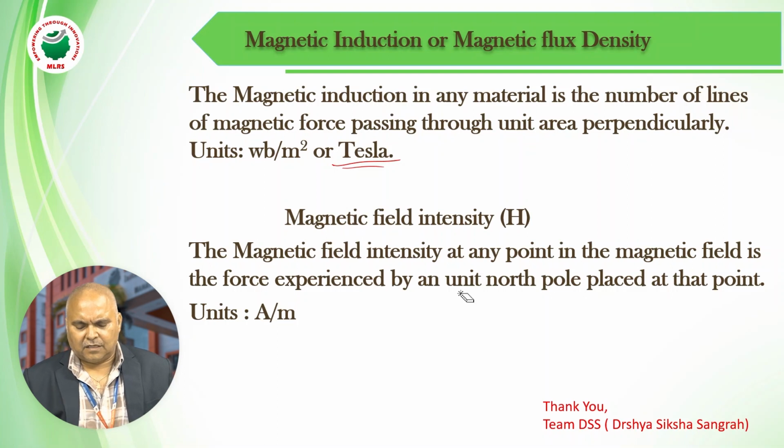So magnetic field intensity at any particular point is the force experienced by a unit north pole or south pole placed at that point. That means the force due to that magnetic pole is called the magnetic field intensity. Magnetic field intensity is measured in A, amperes per meter.